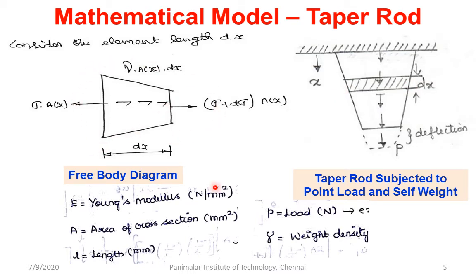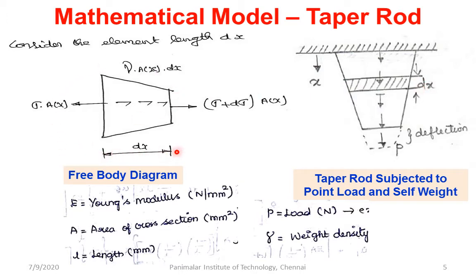So what is a free body diagram? A free body diagram is nothing but an isolated body, a body which is isolated from its surroundings, and we have to incorporate all the forces acting over that body. That is called a free body diagram. So an isolated body with forces acting on it is called a free body diagram. Here we are going to isolate this small elemental length dx. That is called a free body diagram.